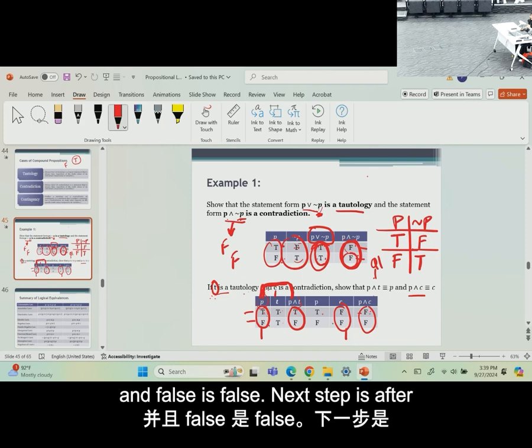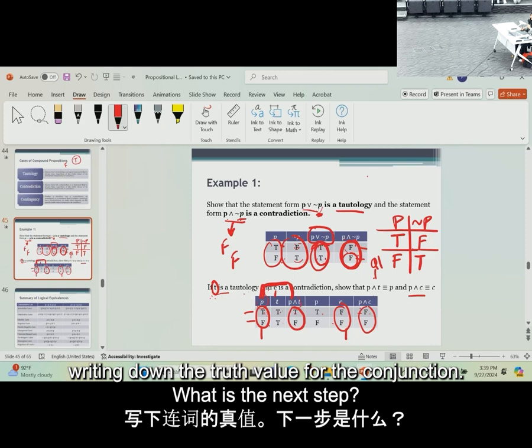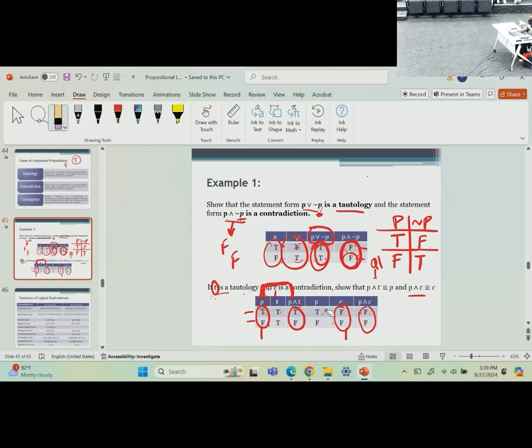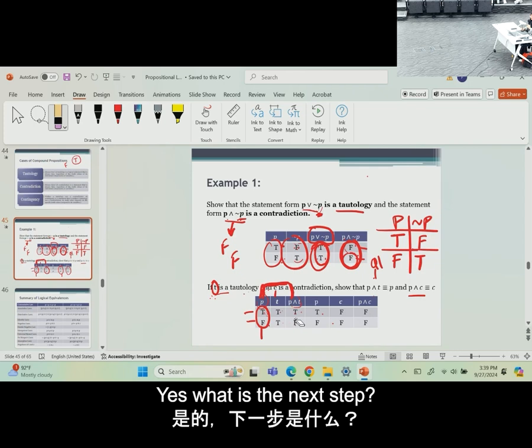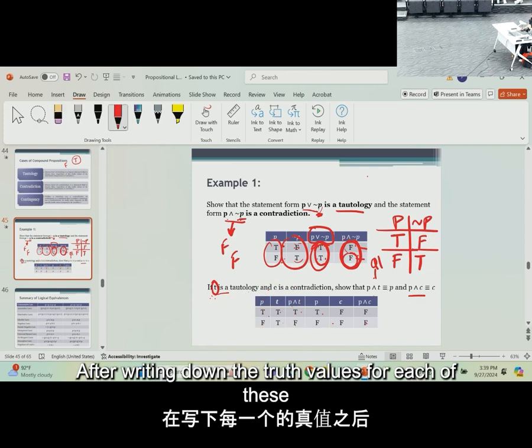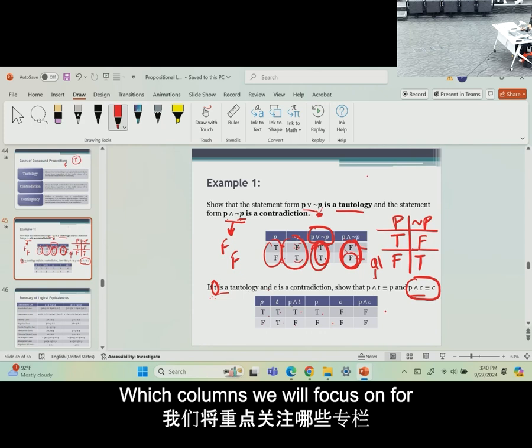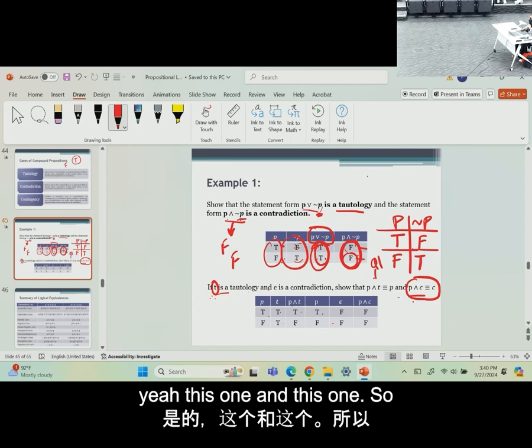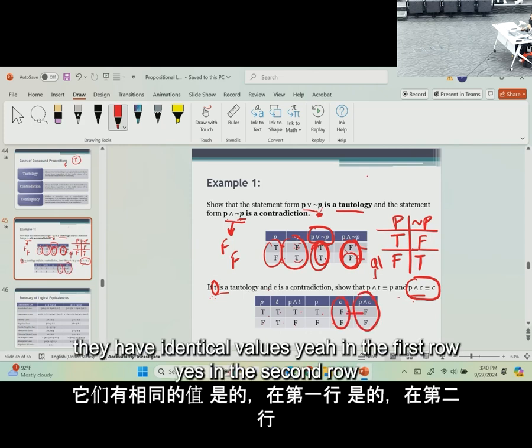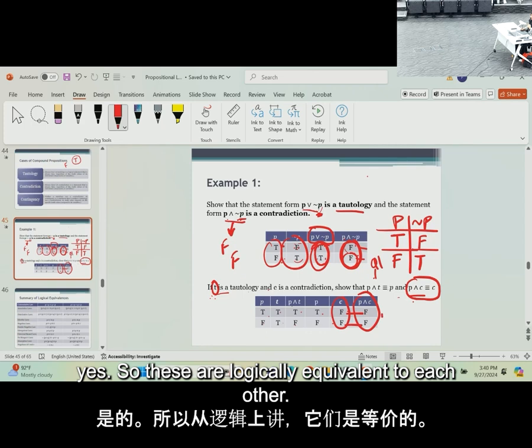Next step is, after writing down the truth value for the conjunction, what is the next step? Yes, what is the next step? After writing down the truth values for each of these, what will be the next step? Which columns will we focus on? This one and this one. So they have identical values. Yeah, in the first row, yes. In the second row, yes. So these are logically equivalent to each other.